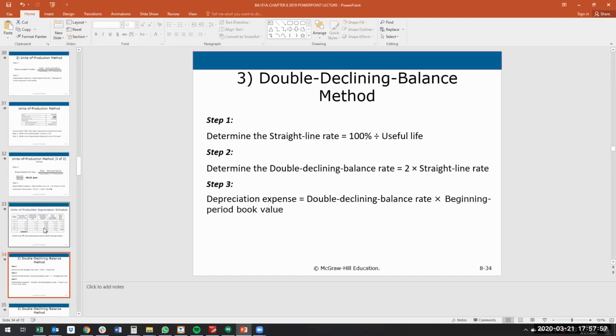This is probably the most complex method. It was on my CPA exam. So the sooner you learn it, the better. You'll be tested on it multiple times through the rest of your accounting equation.